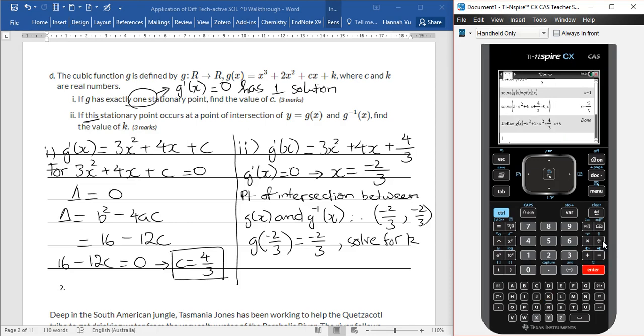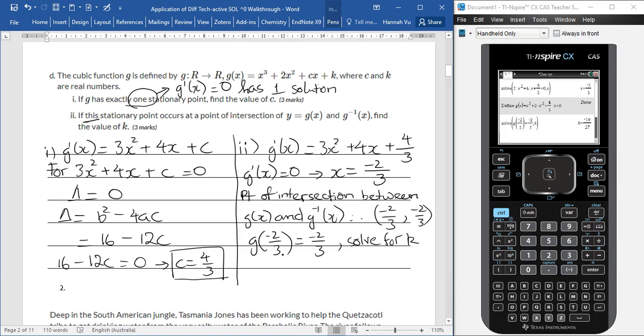So that's define, and then we're just going to solve g of negative 2/3 equals negative 2/3, and we're solving for k. So solve for k. k is negative 10 on 27, which I think is the answer. So we have k equals negative 10 on 27. And that is the end of question 1.